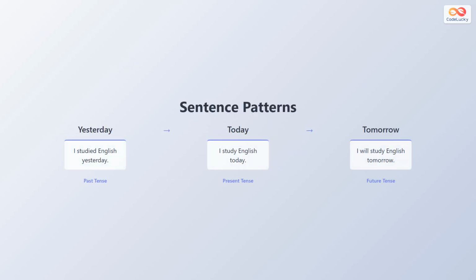When we use yesterday, we use past tense. For example, I studied English yesterday. When we use today, we use present tense. For example, I study English today. When we use tomorrow, we use future tense. For example, I will study English tomorrow. Each time word connects to its own verb tense.